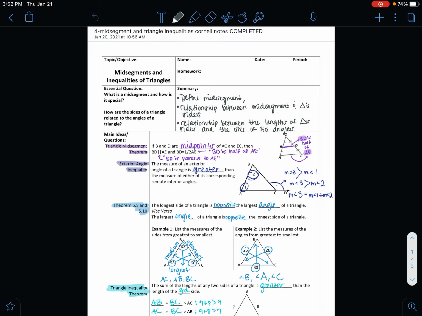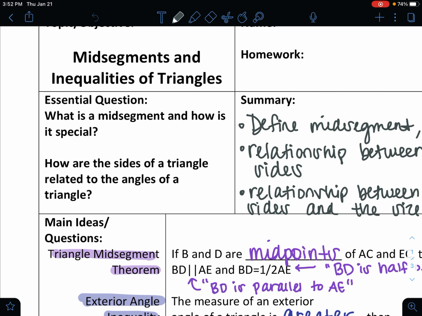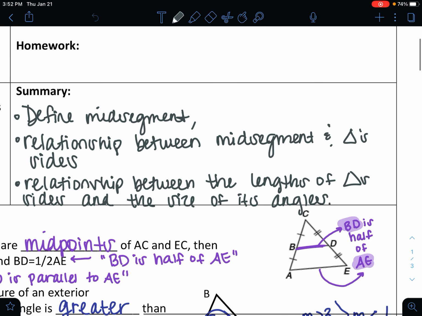Hi guys, I'm back. Okay, so now we're going to be talking about mid-segments and the inequalities of triangles. Big words. All right, essential question number one: what's a mid-segment? What's a mid-segment and how is it special? How are the sides of a triangle related to the angles of a triangle? All of this stuff is super interesting, I assure you.